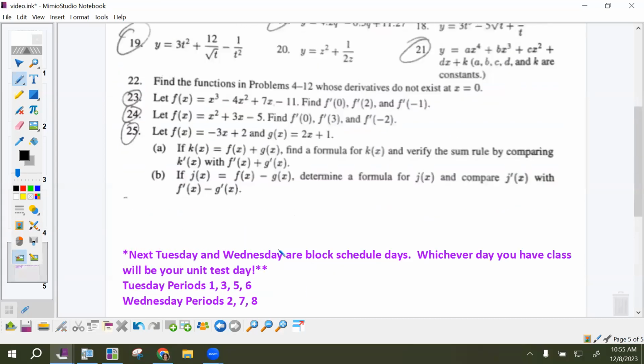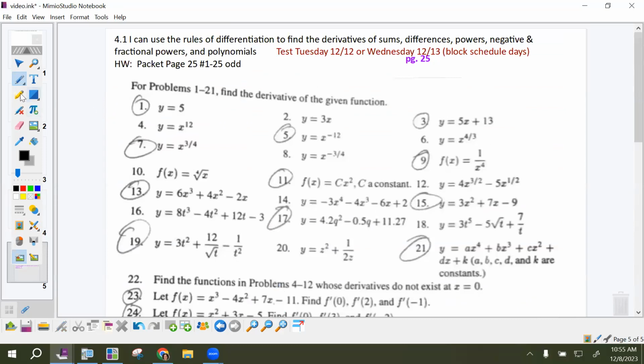All right, your practice is page 25, the odd number problems, 1 to 25 odd. And then we will start our test review in the next class.